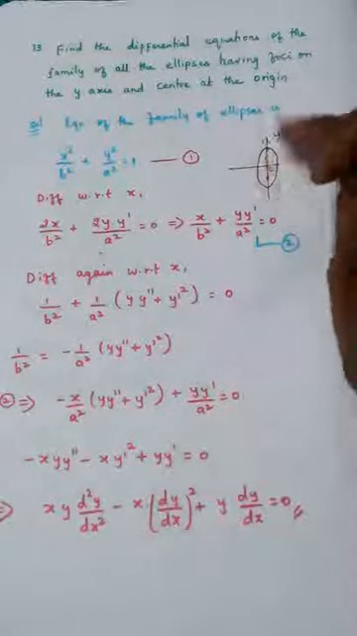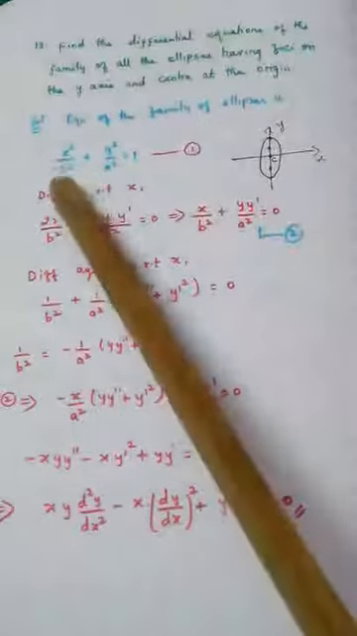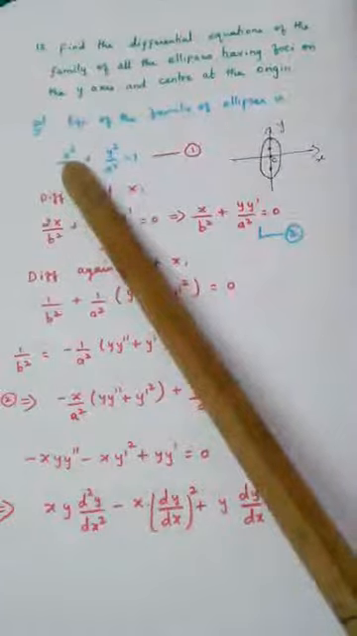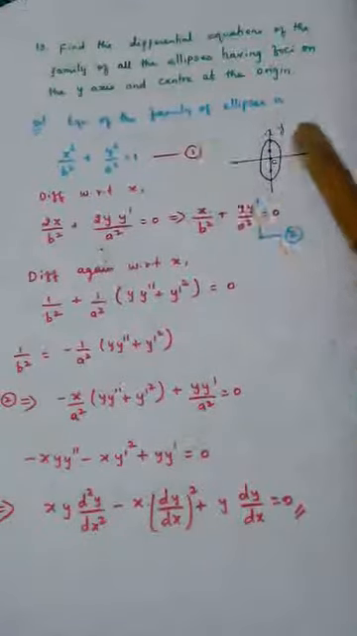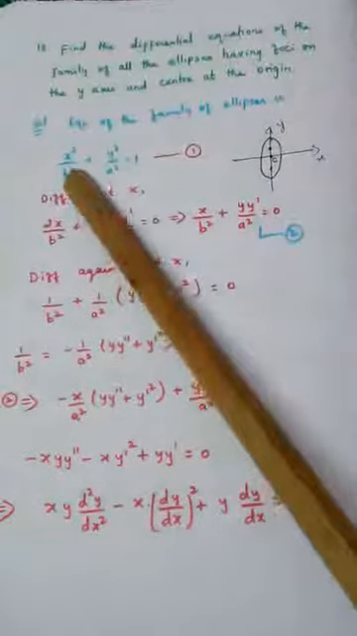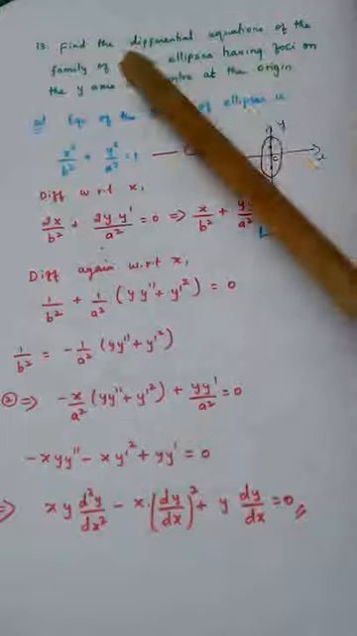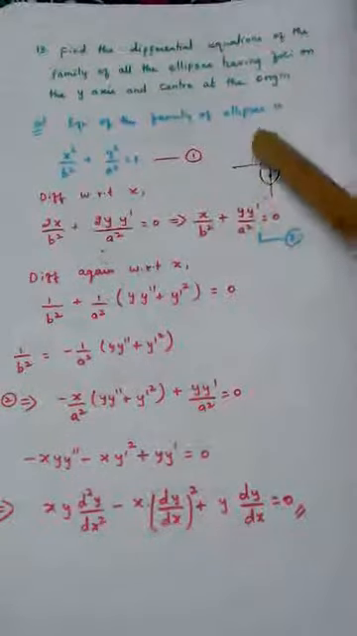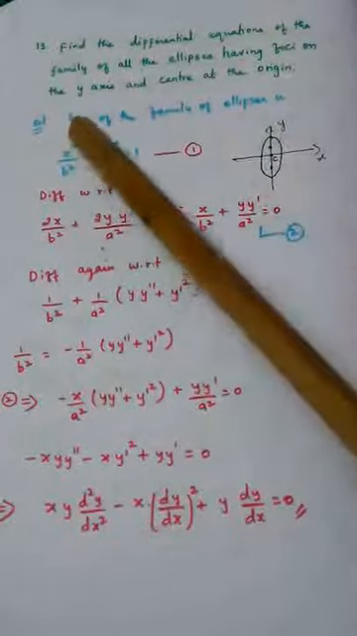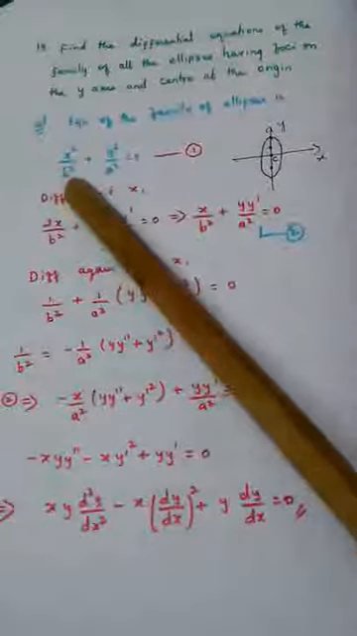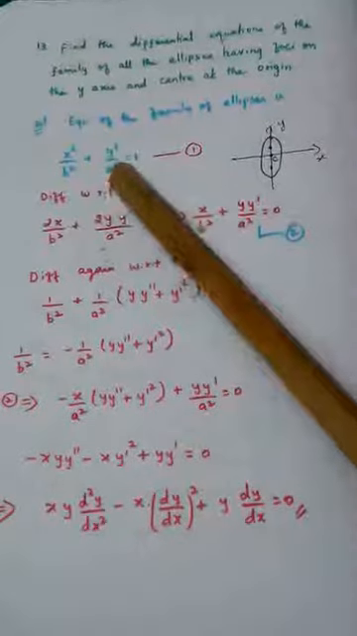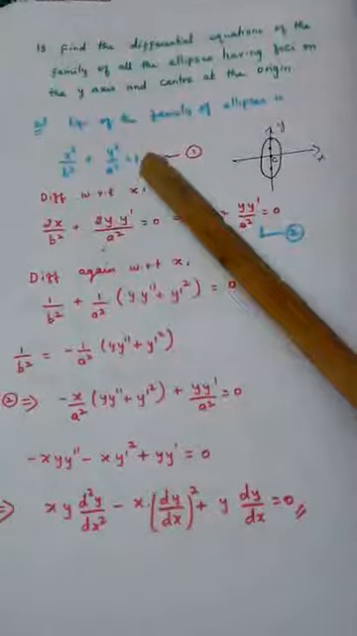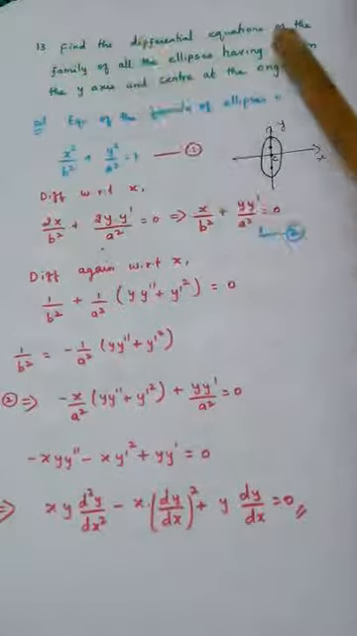Since the ellipse is in non-standard form, the equation is written as x square by b square. Suppose if it is standard form, x square by a square will come. Since from the data given in the question we know that the ellipse is non-standard form, the equation is of the type x square by b square plus y square by a square equal to 1. What we need to frame is the differential equation.